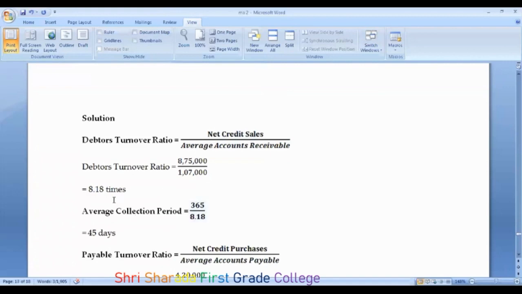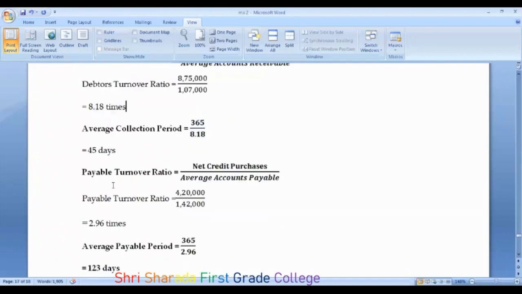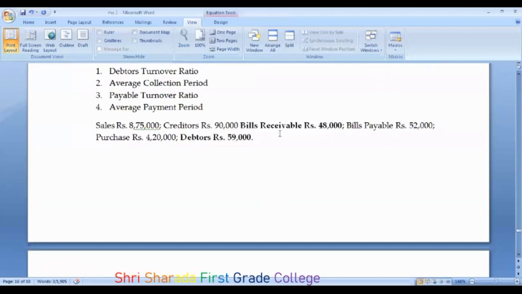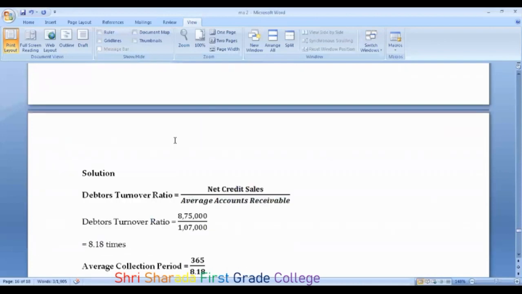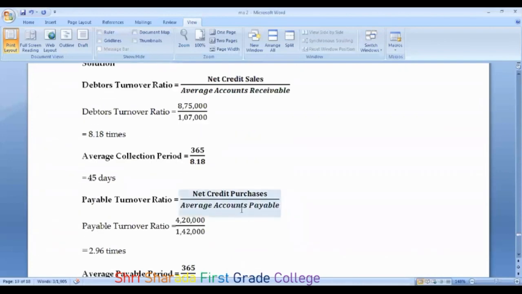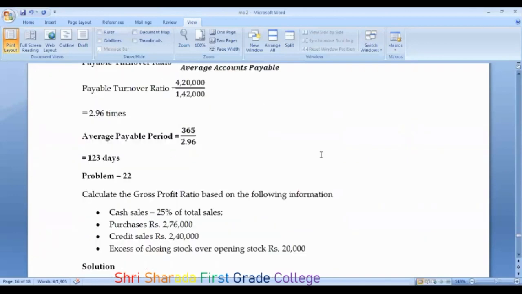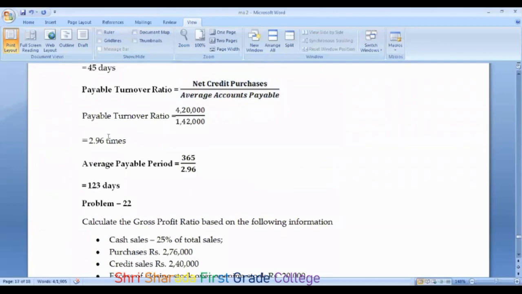So average collection period, I told you, 365 will be divided by the debtors turnover ratio. Payable turnover ratio, I told you, you have to consider the net credit purchases. See whether there is any credit or cash purchases information. Whenever they don't specify anything, these purchases itself become the net credit purchases. So take this information as net credit purchases, and average accounts payable is also the same. Creditors will be added with the bills payables. Clear? So you'll get around 2.96 times.